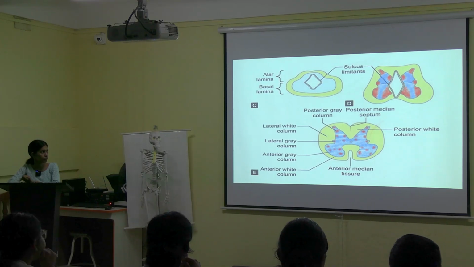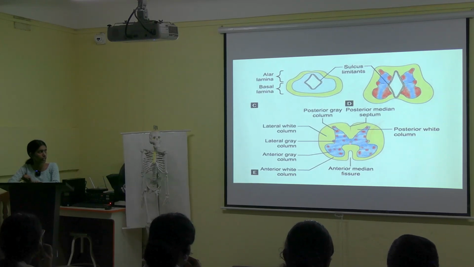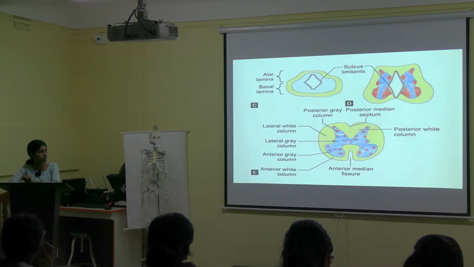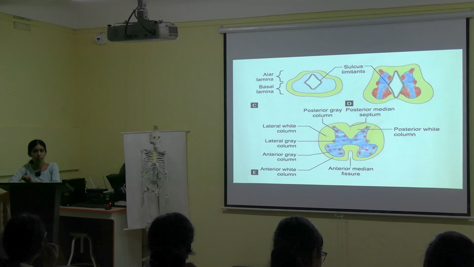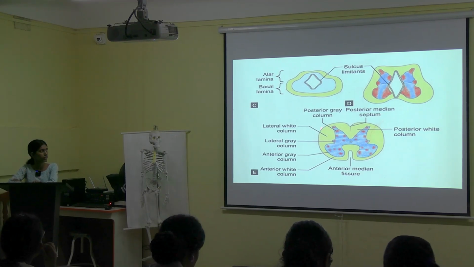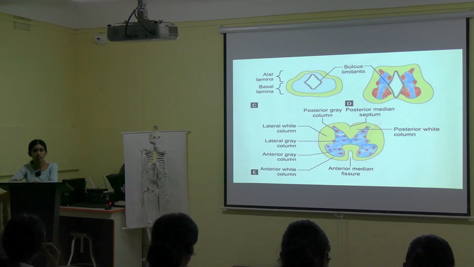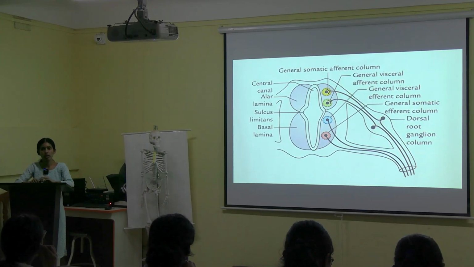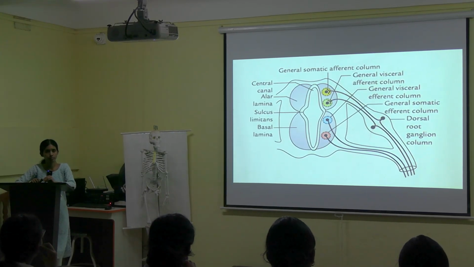Okay. So your central canal is derived from the neuroepithelium, and what is this? This is the grey matter part and it is derived from your mantle cell layer, and this is the outer white matter. It is derived from your marginal layer. Okay. This is the diagram for the functional components.